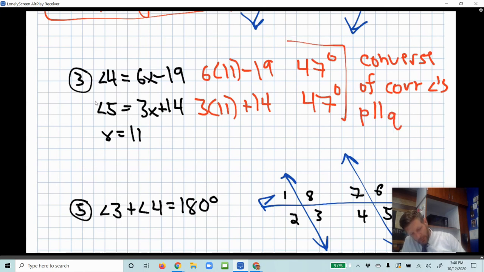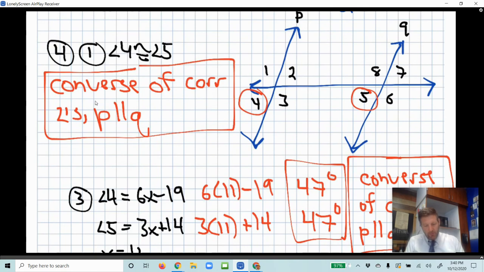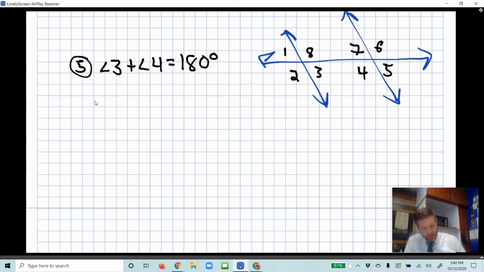Okay, I could box both of these things, because you would expect that if the lines are parallel, 4 and 5 must be the same. Once I do the algebra on number 3, I can see that I do get the same angle measurement, so same reason. Let's look at number 5.